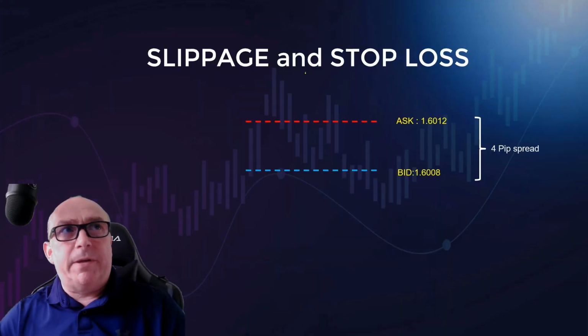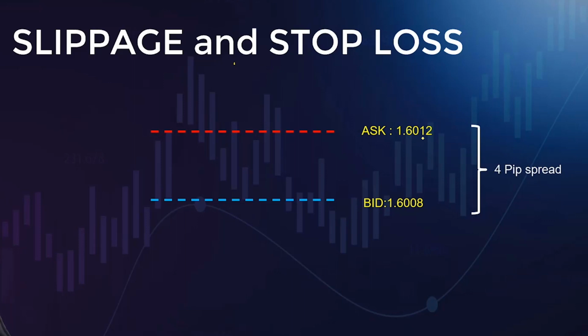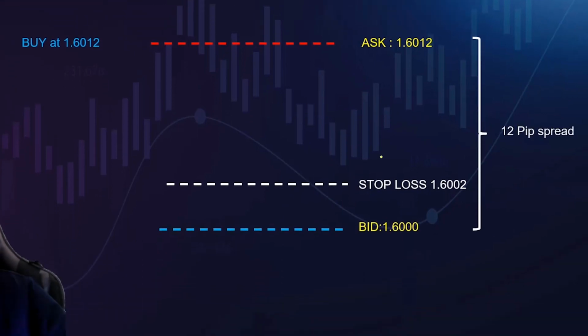Okay, so now let's look at slippage and the stop loss. Okay, so look at this example. We've got price showing ask 6012, bid 6008. Okay, now this is a 4 pip spread. Let's assume now I want to buy this market. I take a long trade at 6012 by hitting a market execution, and I don't get slipped, I get the fill at that price. I place my stop order at 6002. Let's assume markets don't change. Price isn't moving because more buyers and sellers. However, the spread widens. The spread has now widened for whatever reason out to 12 pips.